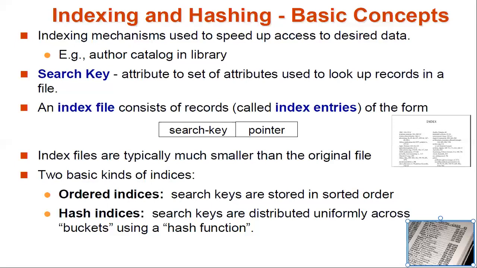Right? If your particular search key is a unique value, then that will be better. Here, a search key is an attribute or set of attributes used to look up records in a file. Using that attribute, you can search for a particular record. So you'll be maintaining one more index file. The index file consists of records called index entries of the form search key and pointer.